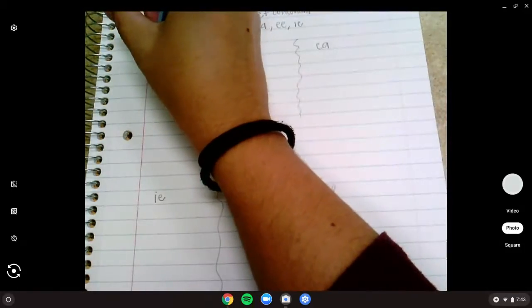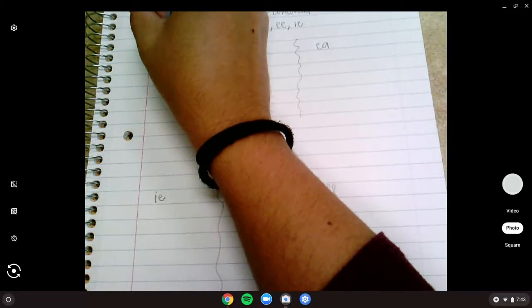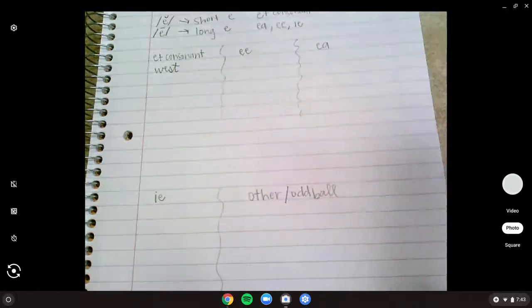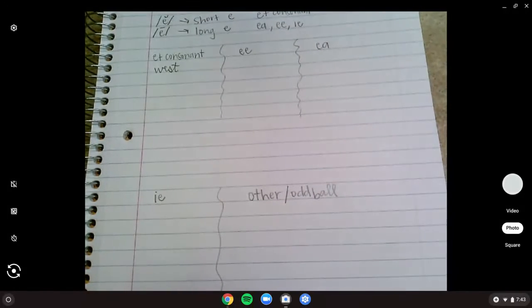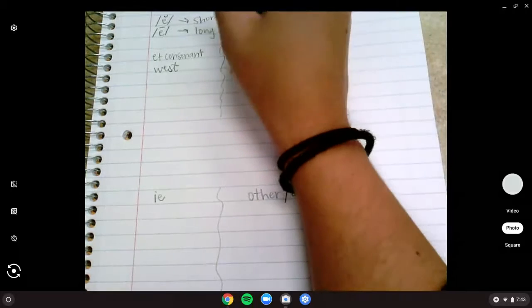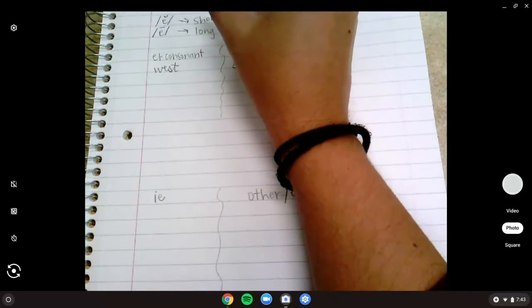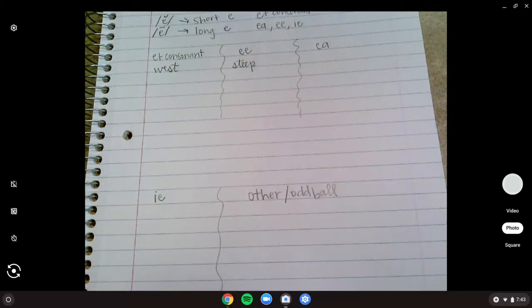So then I would write, and I'm going to do cursive, because remember this week we had to do our spelling in cursive from now on. So I'm going to start practicing so I get my words right. West. Then I'd go on to steep. S-T-E-E-P. That would go under that E-E. S-T-E-E-P. Okay?